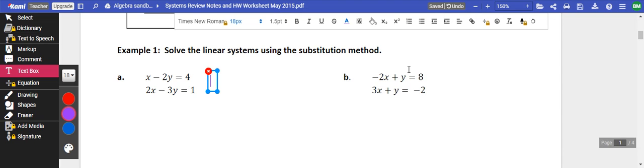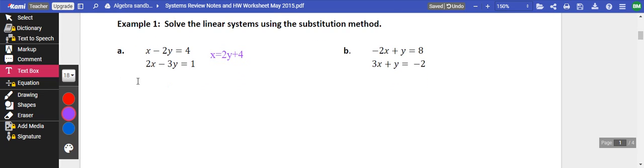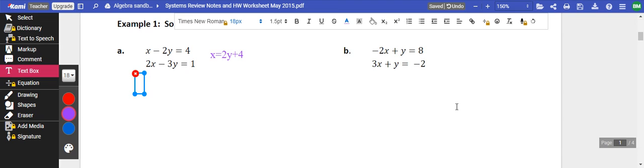For A, I'm going to solve for x. So I'm just going to get x equals positive 2y, because we added 2y to both sides, plus 4. Then we plug that in where we see x. So we're going to go to parentheses, 2y plus 4 minus 3y equals 1.